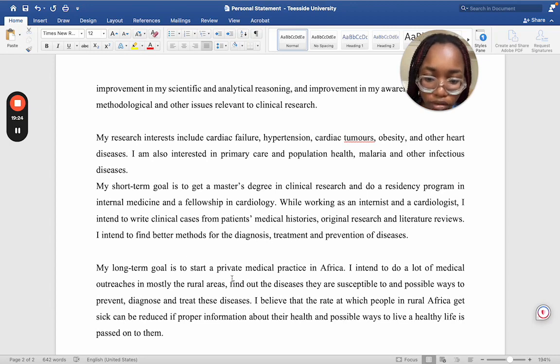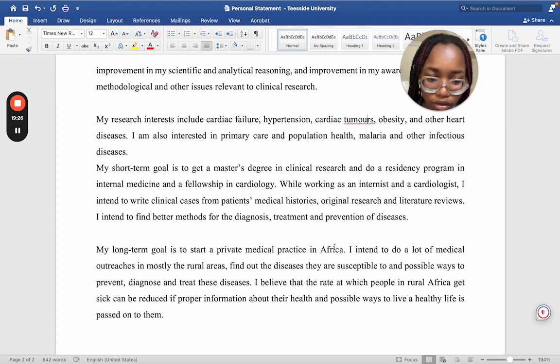My long-term goal is to start a private medical practice in Africa. I intend to do a lot of medical outreaches in mostly the rural areas, find out the diseases they are susceptible to, and possible ways to prevent, diagnose, and treat these diseases. I believe that the rate at which people in rural Africa get sick can be reduced if proper information about their health and possible ways to live a healthy life is passed on to them.